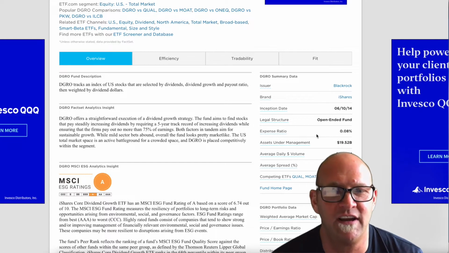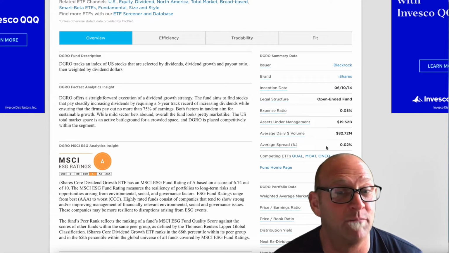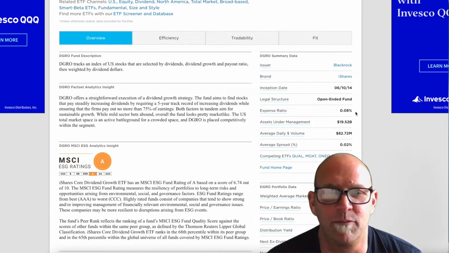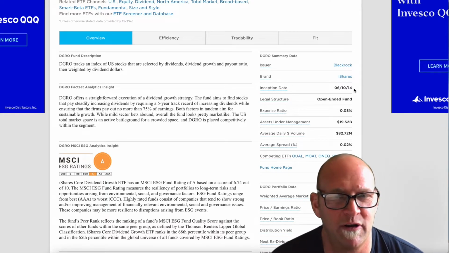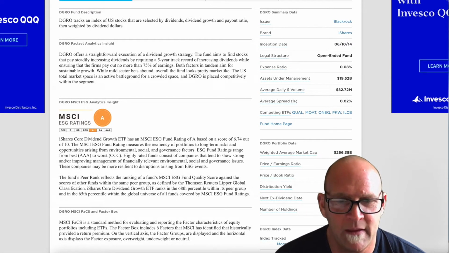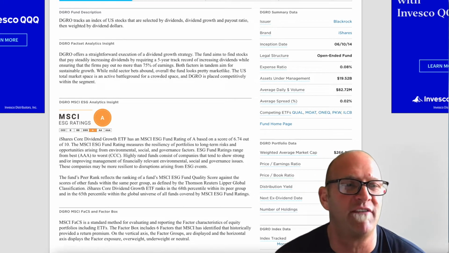Now, this is an iShares fund, and notice none of the ones that we're comparing is in the same competing group. So let's talk really quickly. It's got a super low expense ratio, 0.08%, you guys. It's been around since June of 2014. It's been around for a little while. It has a distribution of 2.07%.